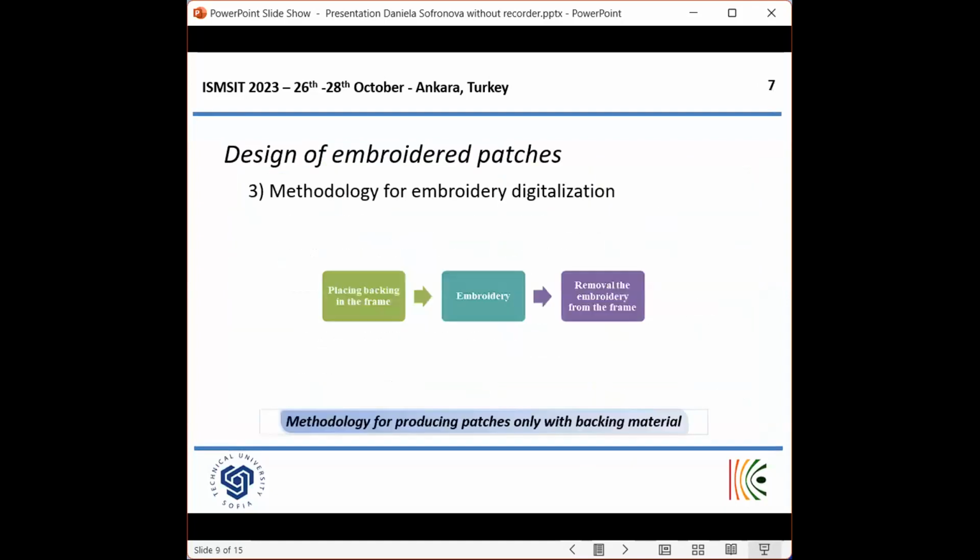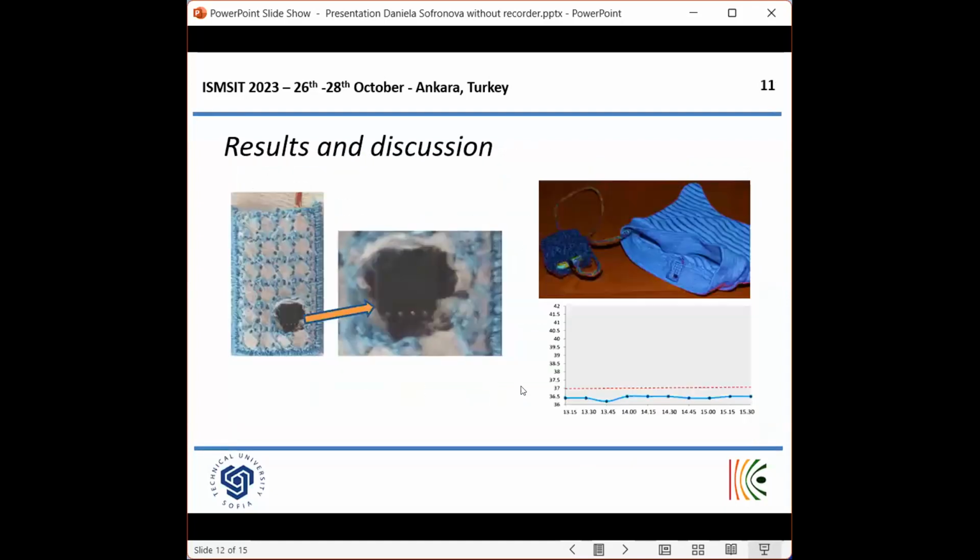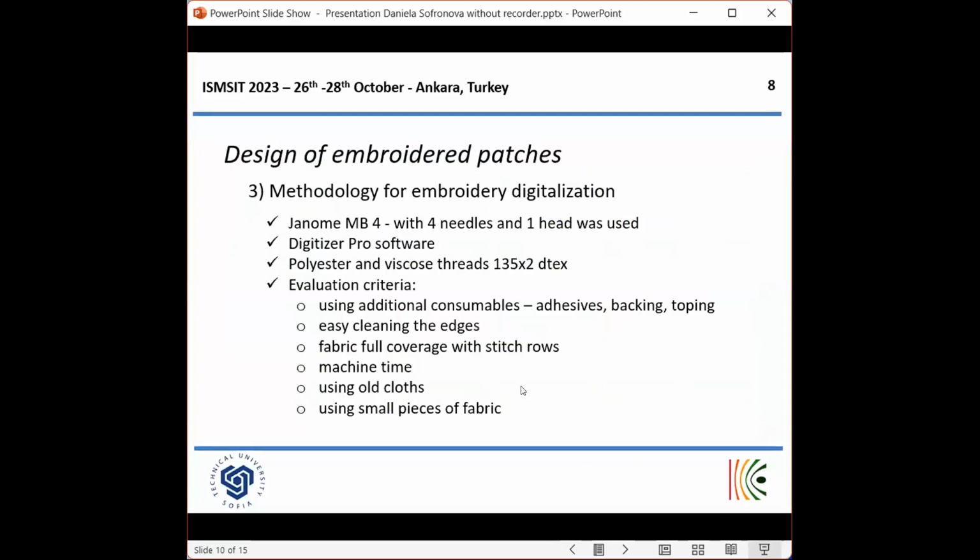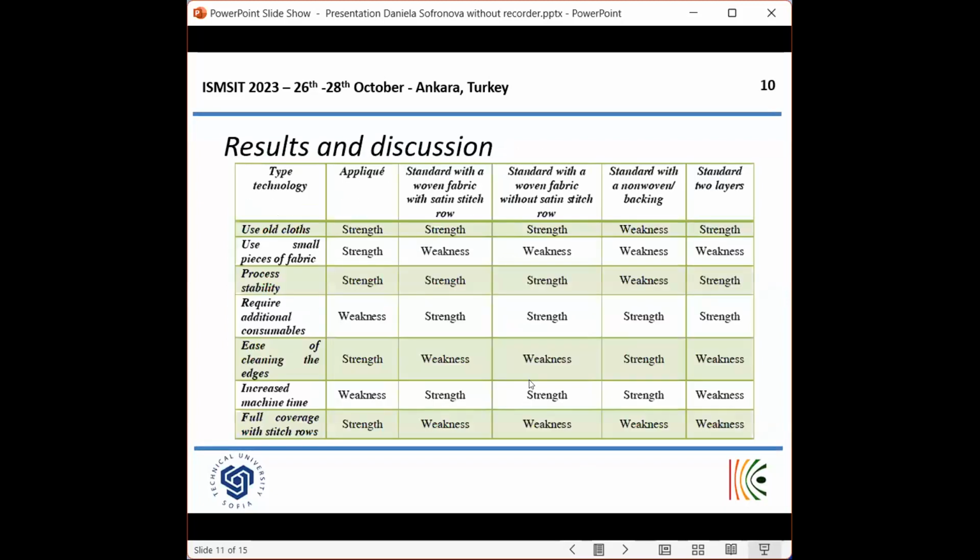some examples. Just a second. I could not see my examples. I don't know why.